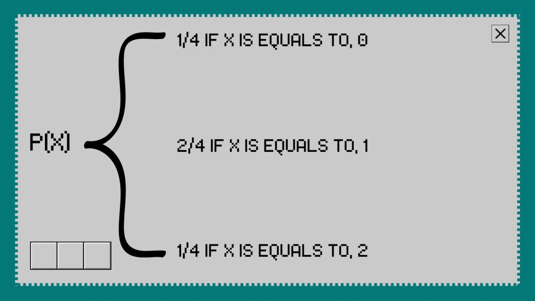And for our last possible outcome, we have 1 over 4 if x equals 2. Why is it 1 over 4 when two heads came up? Well, that's because out of all the 4 possible outcomes, the result where two heads came up happened only once. So that's why it is 1 over 4: out of 4 possible outcomes, two heads came up only once.